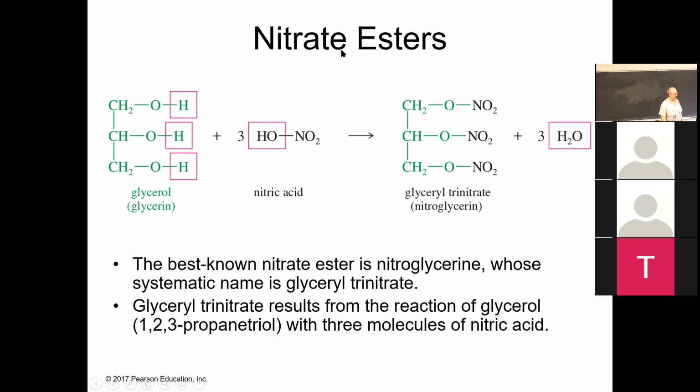Okay, here we have nitrate esters. This is glycerol, 1,2,3 propane triol. If we treat it with a mixture of nitric and sulfuric acids, we form nitrate esters. This is glyceryl trinitrate, otherwise known as nitroglycerin. Nitroglycerin is very unstable. It is explosive.